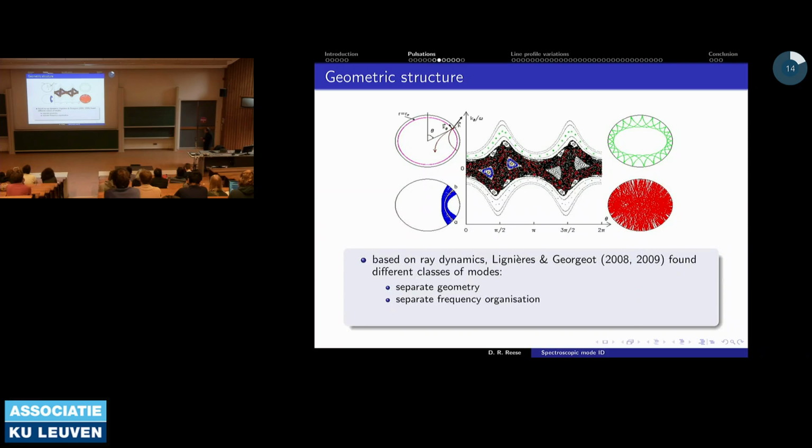Now, if you use ray dynamics, you can categorize these modes into different classes. So you have whispering gallery modes, which correspond to rays that bounce around the edge of the star. You have what are known as island modes, called that because they correspond to islands in the Poincaré section. You have chaotic modes. And you even have some other types of modes which are in between island modes and whispering gallery modes.